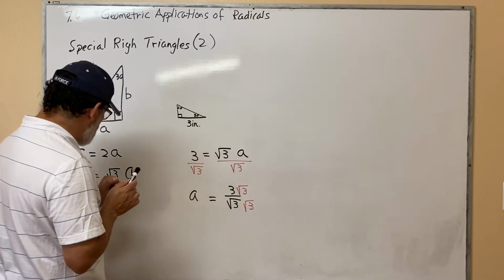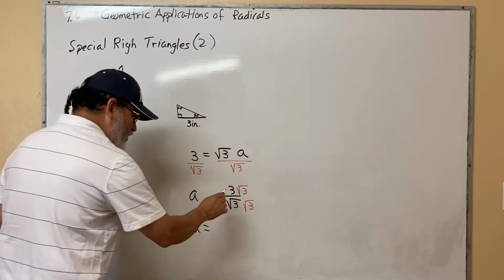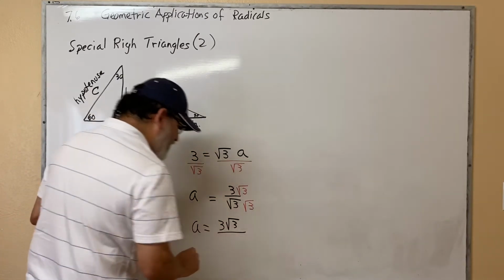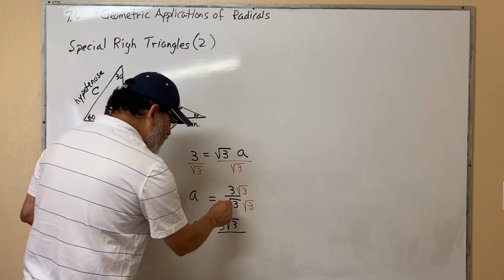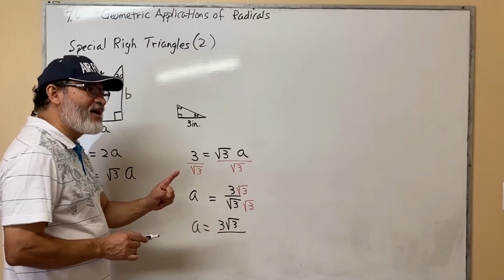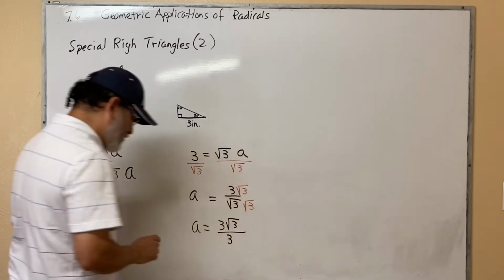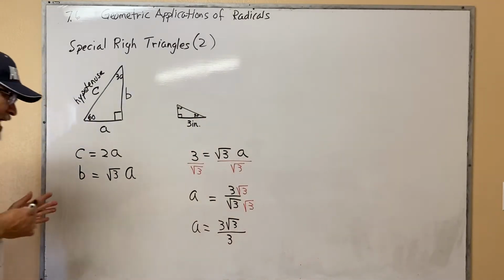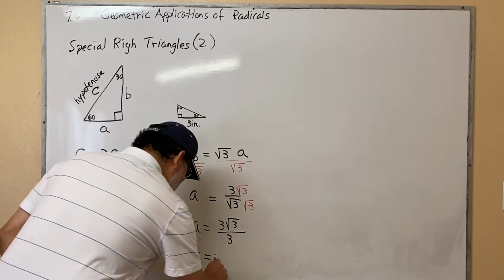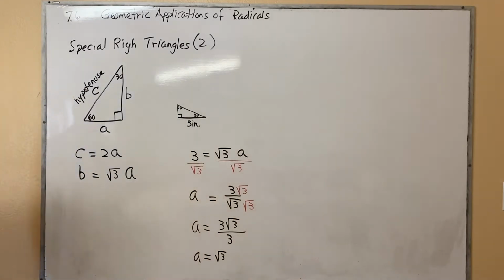I'm going to simplify this. A equals, this is 3, the square root of 3, divided by, and this is the square root of 3 times the square root of 3, which is the square root of 9. And the square root of 9, what is the square root of 9? 3. So what is A? The square root of 3.